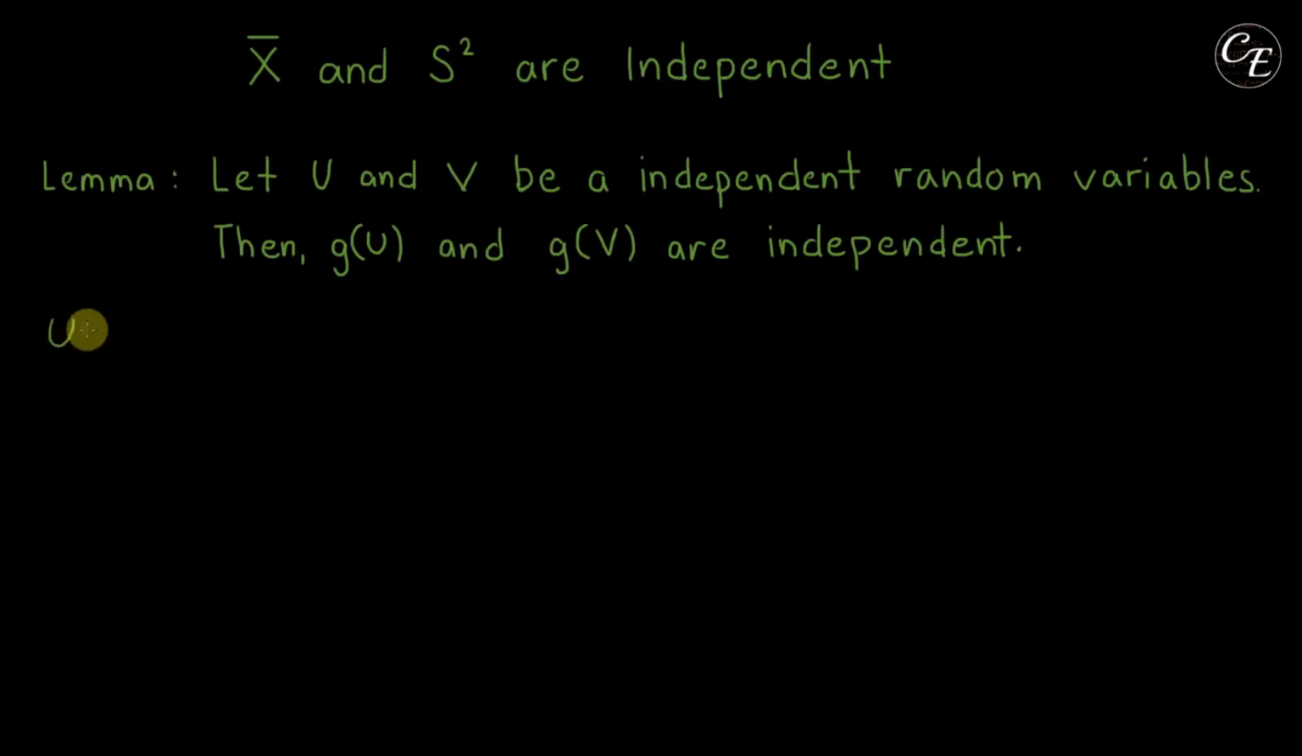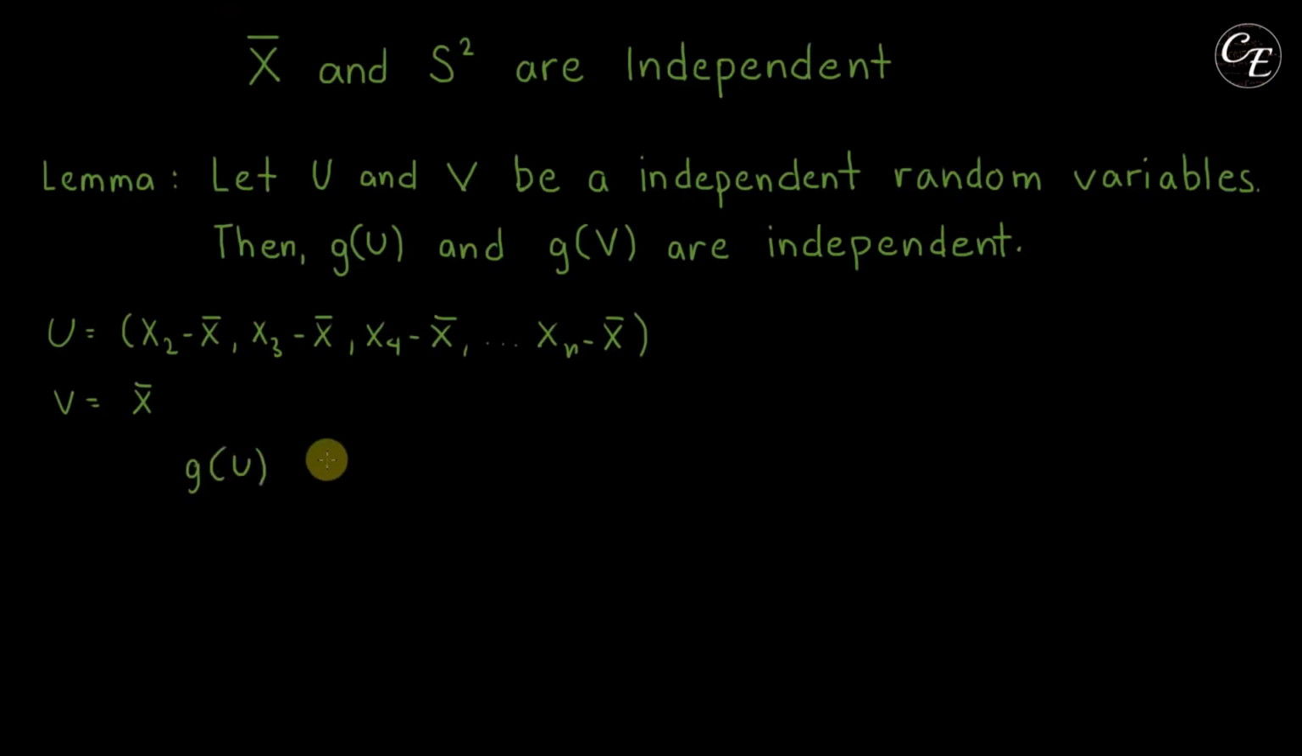Now let u be a vector composed of x sub 2 minus x bar, x sub 3 minus x bar, x sub 4 minus x bar, etc., until x sub n minus x bar, where this n is the sample size. And let v be x bar. Then from this lemma, g of u and g of v are independent.